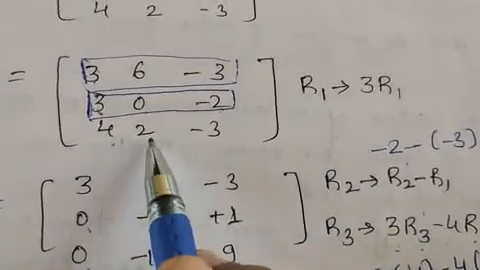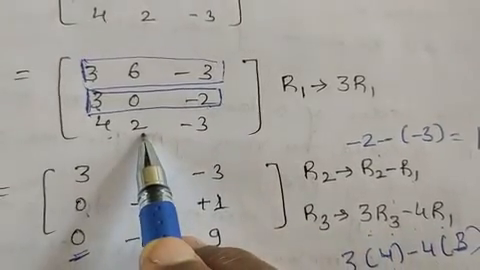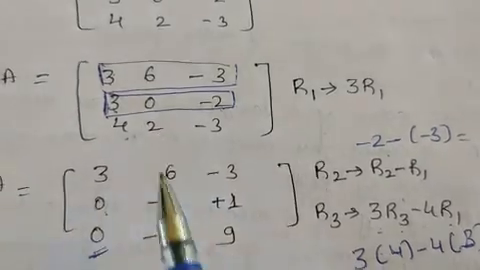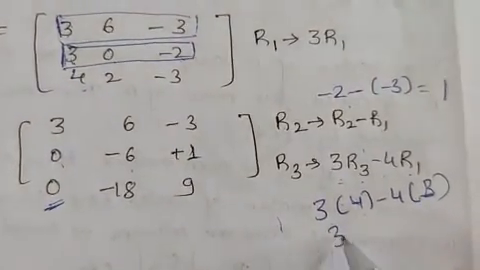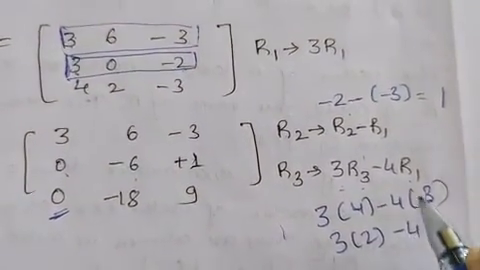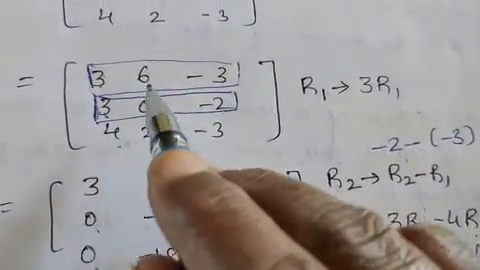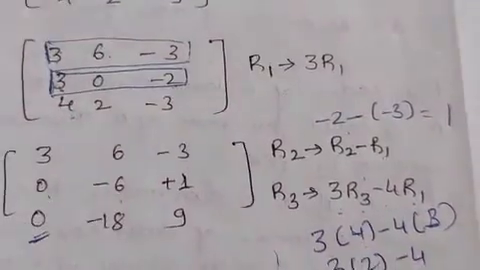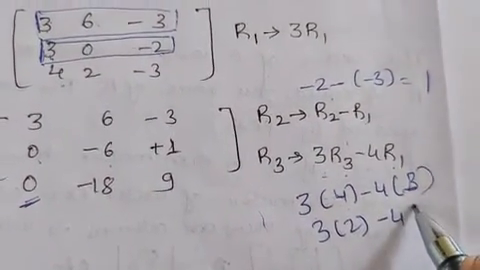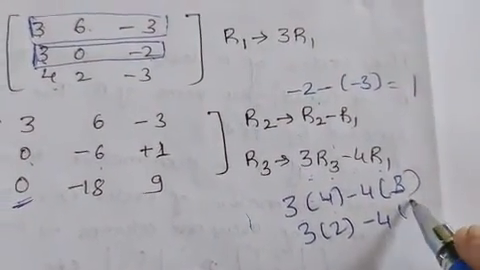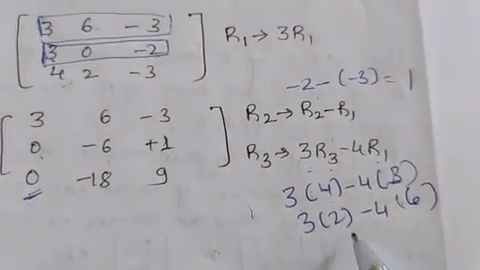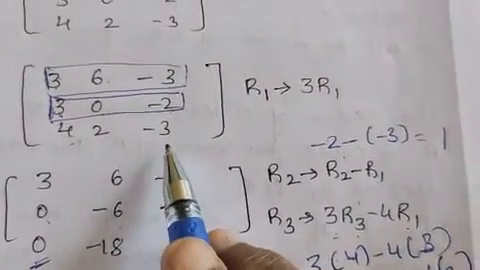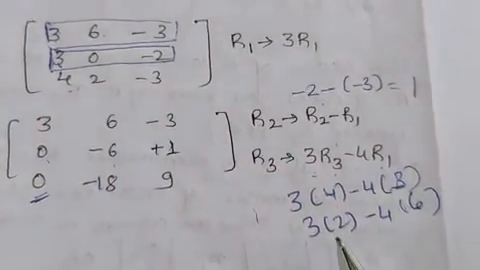Similarly for second element, this is R3. So what you have to do is multiply this with 3. 3 times of R3 means this is 3 into 2 minus 4 into R1. R1 corresponding element you have to see here in the first row is 6. That is 4 into 6. How much you will get here? 12 minus 24 is minus 18. Similarly last element is also same here. This is minus 3.